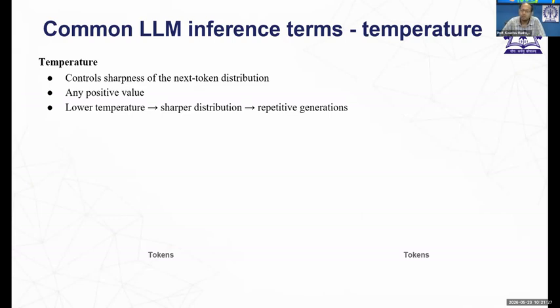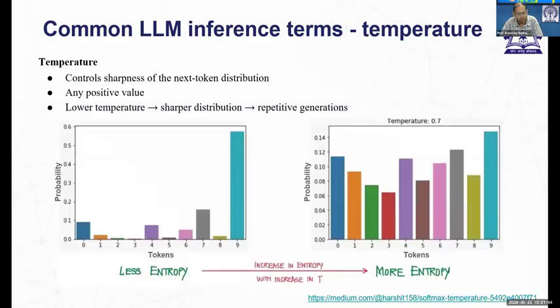Now, this is about the tokens. What is the second controlling parameter? Temperature. It is an important parameter based on which you are getting the response. So what is temperature? It controls the sharpness of the next token distribution, with any positive values. Lower temperature gives a sharper distribution and repetitive generation. Let's see what that means.